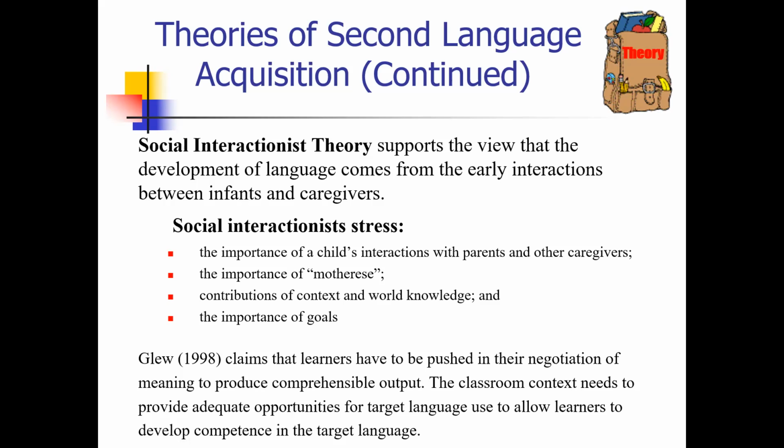Swain in 1998 claims that learners have to be pushed in their negotiation of meaning to produce comprehensible output. The classroom context needs to provide adequate opportunities for target language use to allow learners to develop competence in the target language.